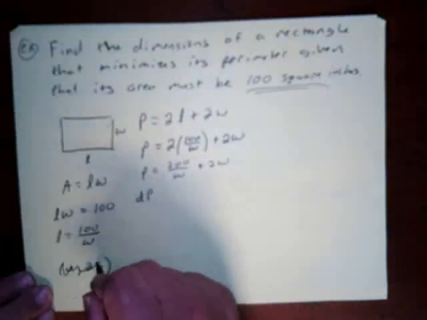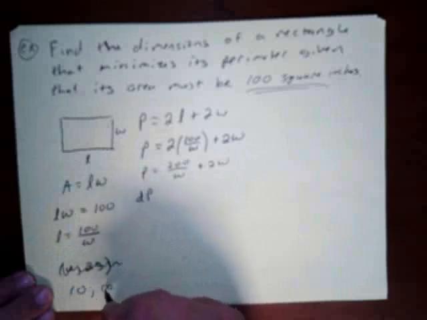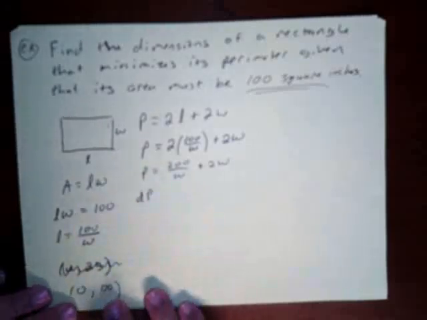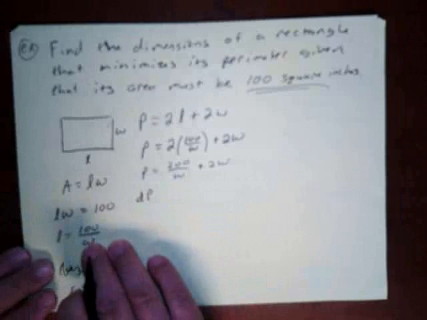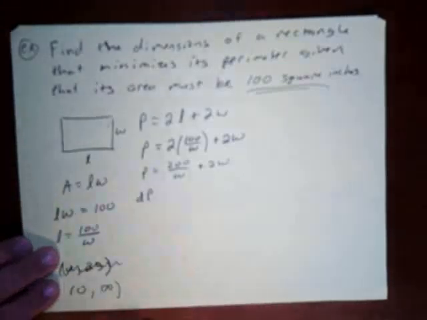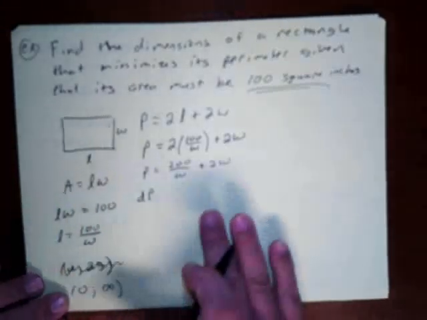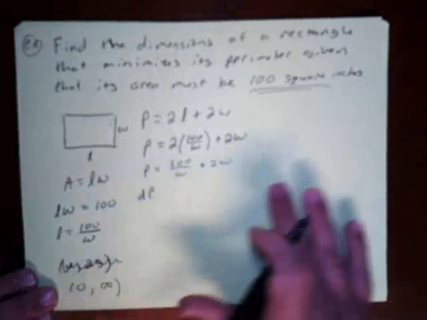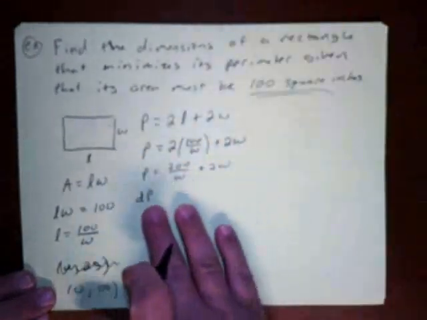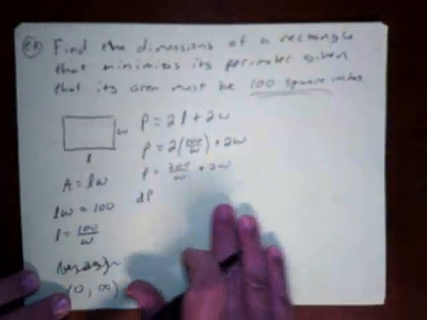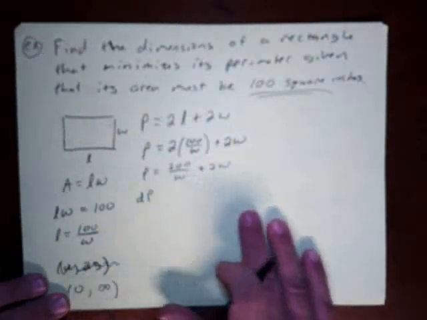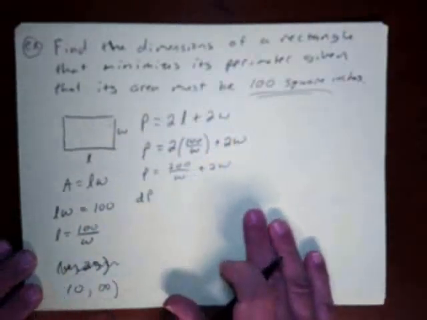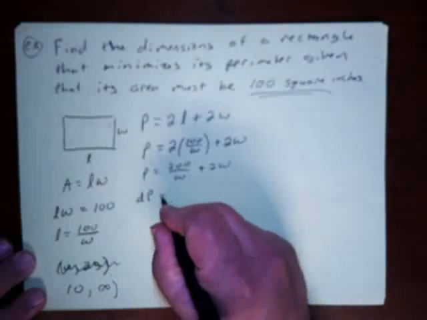So I think what this would need to be is it can't include 0, but then technically I think it can go up to infinity. It's just the length would keep getting smaller and smaller. So really, again, we don't have a closed interval, and so we want to find any critical points, and hopefully the critical point is a relative minimum. And so let's go ahead and do that.